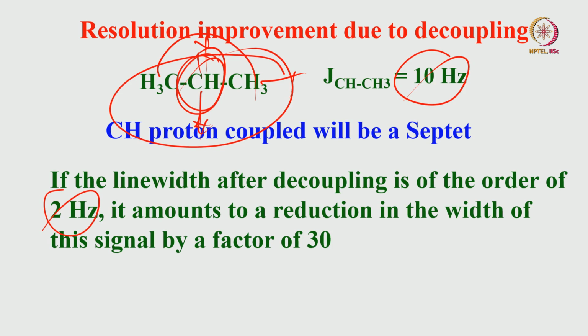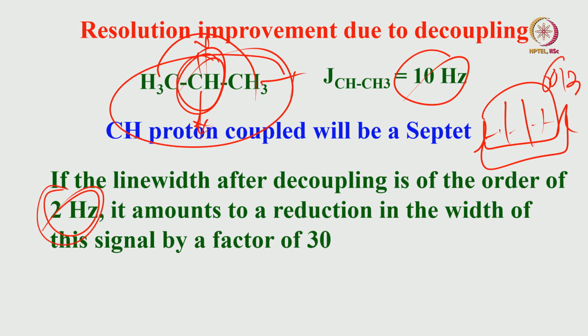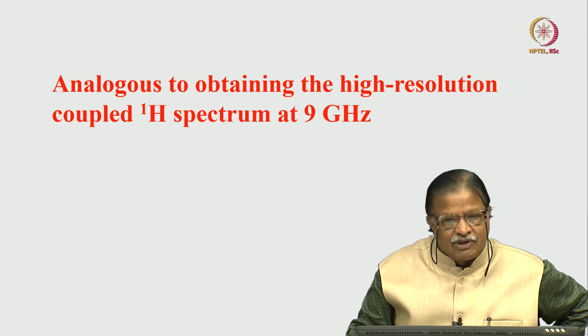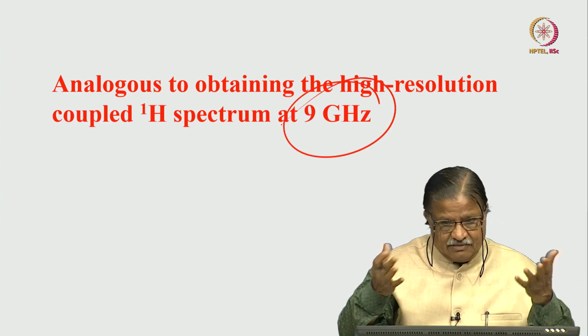What does it mean? From this end to this end, there are 7 peaks, each separated by 10 hertz, about 60 hertz in total. If you do the decoupling, you get a 2 hertz line width. That means this multiplicity pattern has been reduced to a single peak of 2 hertz line width. The line width has come down by 30 times. Alternatively, I can say I have got a high resolution spectrum of the same thing without decoupling, at 9 gigahertz, analogous to that.